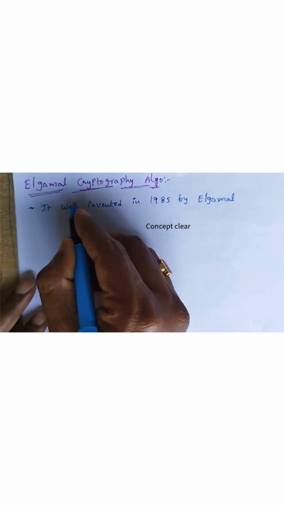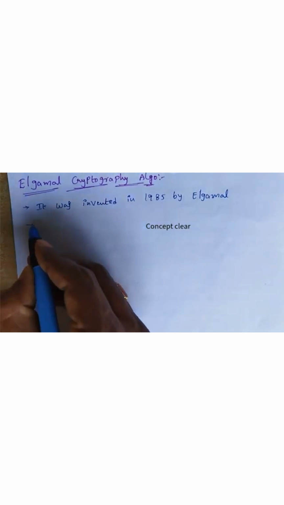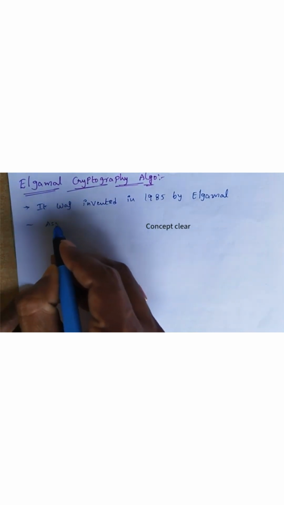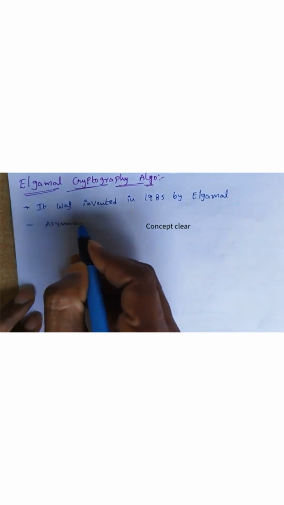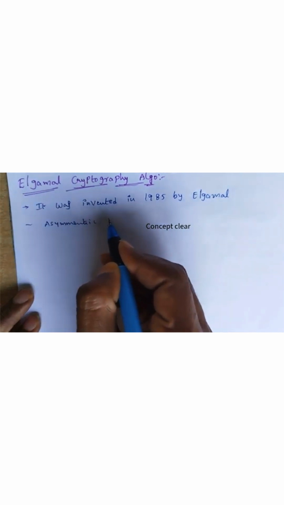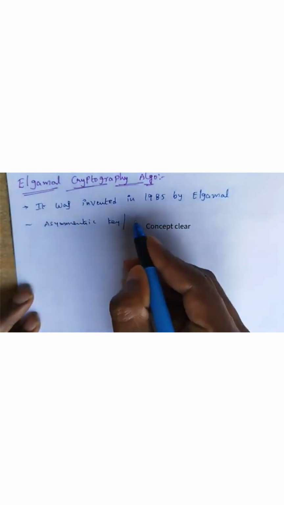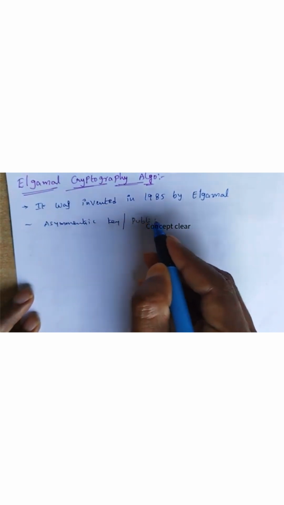In today's class, we will discuss the ElGamal cryptography algorithm in the subject of cryptography and network security. First of all, what is the ElGamal algorithm? The ElGamal algorithm is an asymmetric key cryptography. We can also call it public key cryptography.